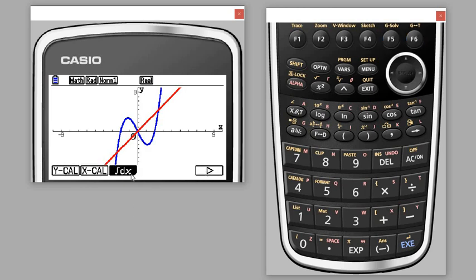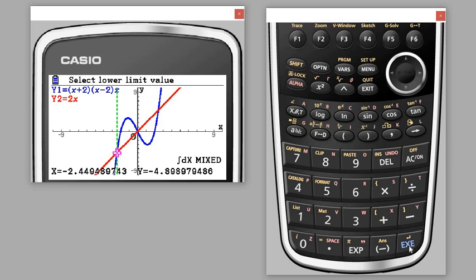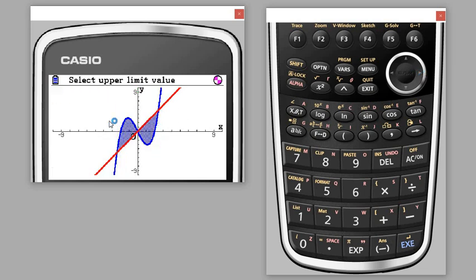So G-solve, go across into my integral, use mixed. I pick my endpoint. There's my first intersect, press enter. I move across until I get to the other intersect, press enter, and then it will find that combined area between there and there. As you can see, the definite integral is 0 because obviously they're the same size, but the area under the curve is 18. So that mixed function allows us to find the total area under the curve when some area is positive and some area is negative.